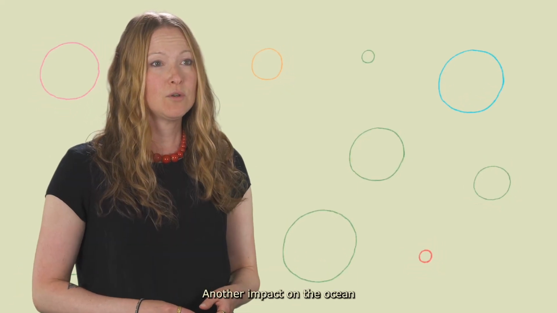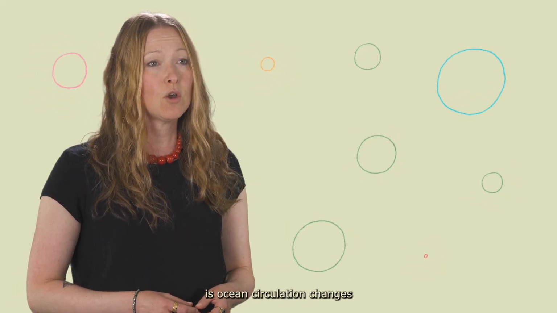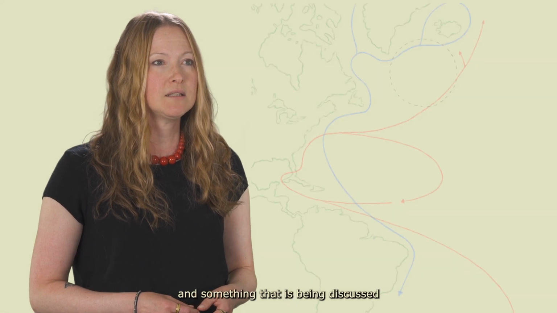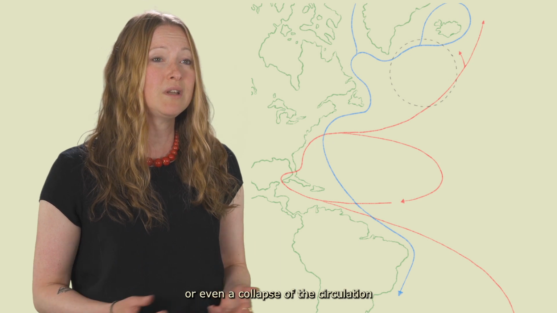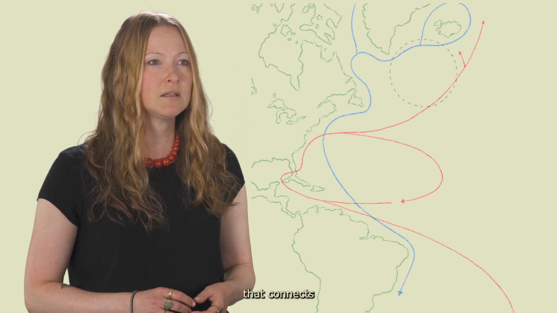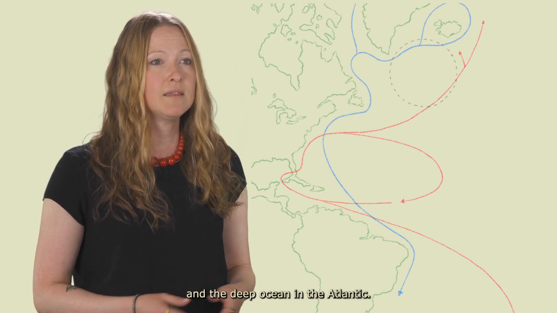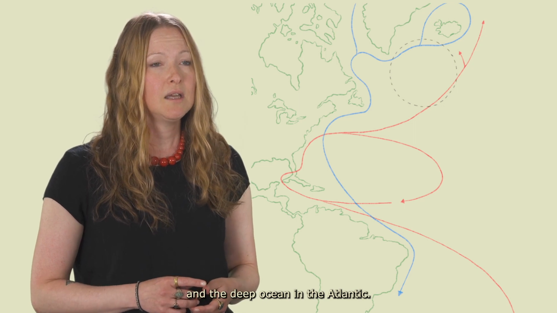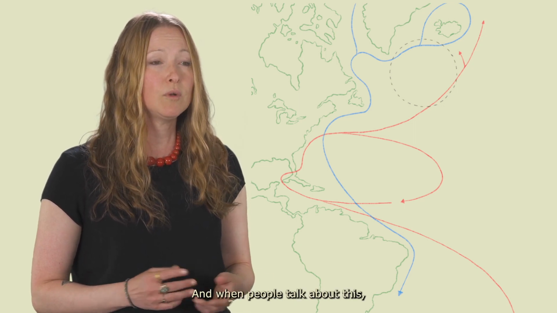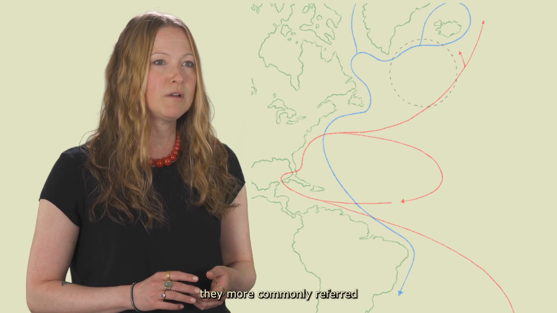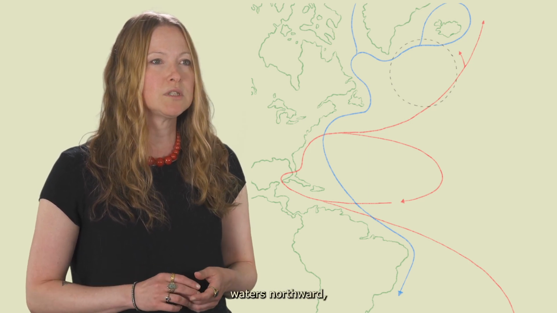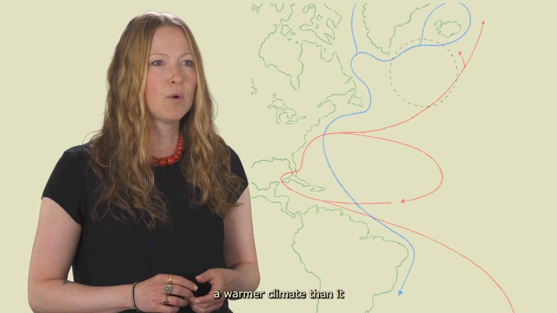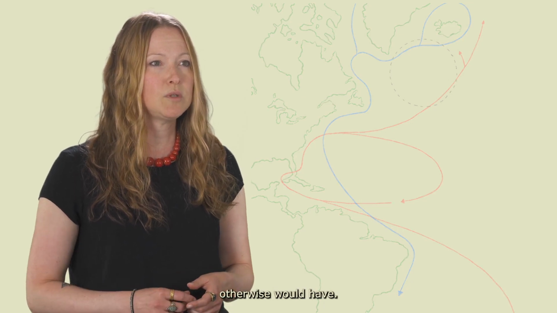Another impact on the ocean under global warming is ocean circulation changes, and something that is being discussed a lot is the potential for a future weakening or even a collapse of the circulation that connects the surface and the deep ocean in the Atlantic. This is called the AMOC. When people talk about this, they more commonly refer to the Gulf Stream, which is bringing warmer waters northward, giving Northern Europe a warmer climate than it otherwise would have.